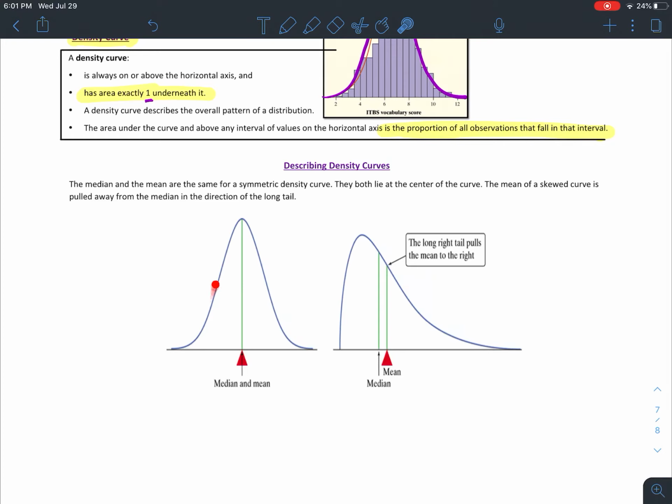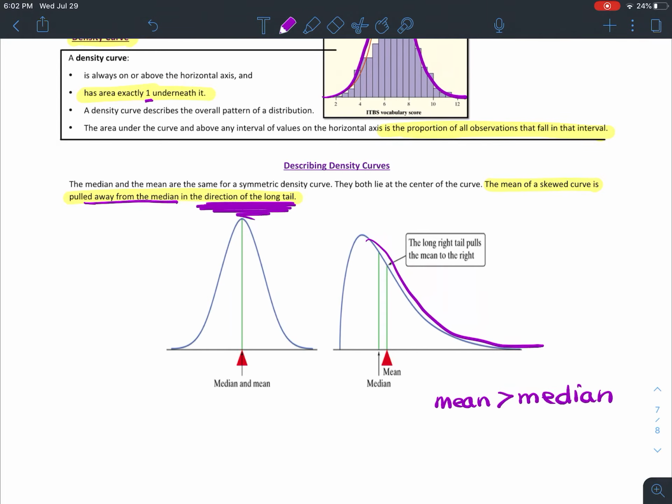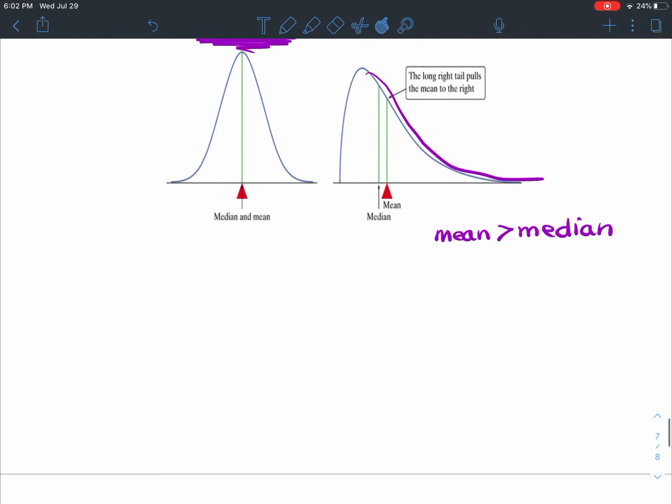Something else I'll have you highlight here. When you look at these two density curves, notice this one is symmetrical, and this one is skewed to the right. When it's symmetrical, your mean and median are generally right in line with each other. When it's skewed, and this is the part I want you to get here, the mean is pulled away from the median in the direction of the long tail. See how the tail is over here to the right? That means your mean is going to be greater than your median. It's going to be pulled in that direction.